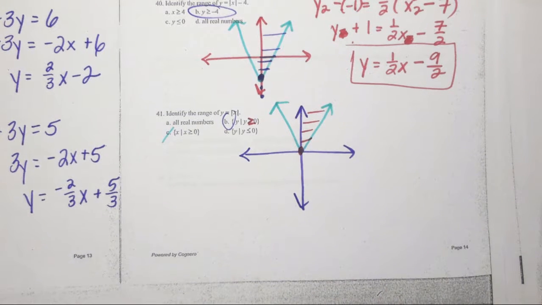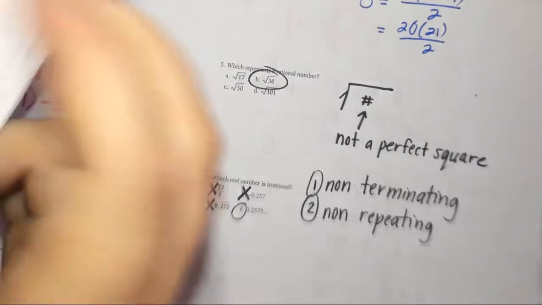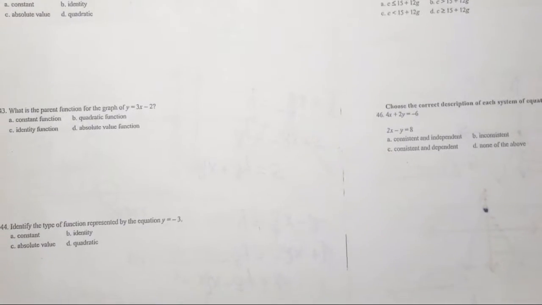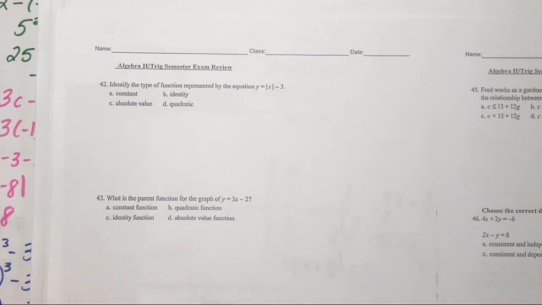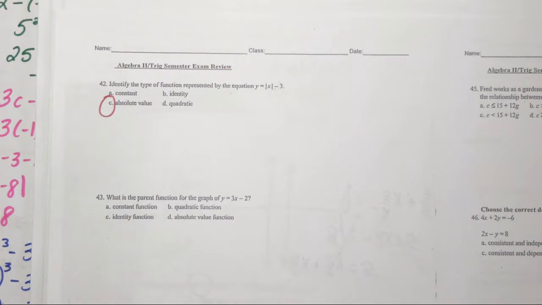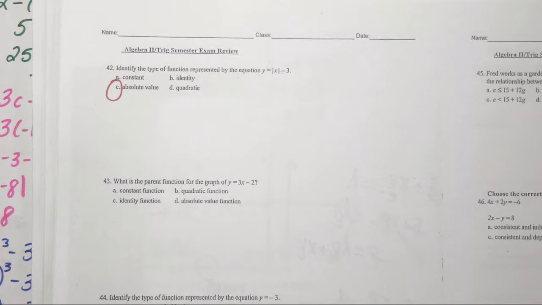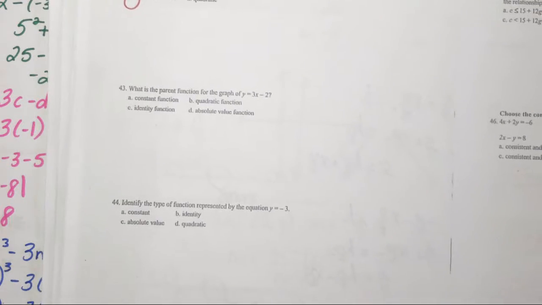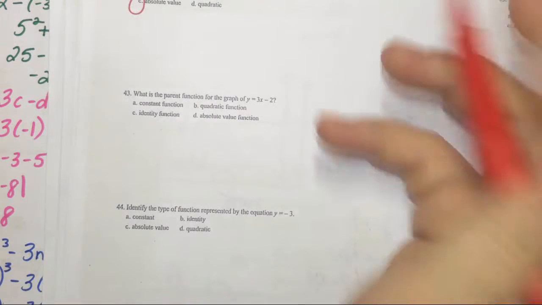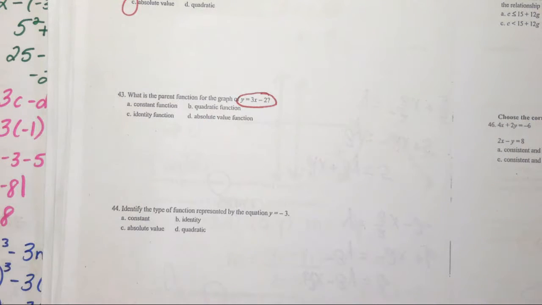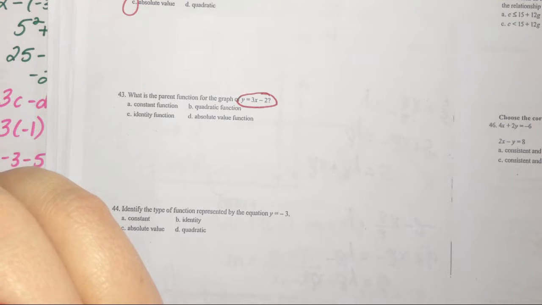Okay, let's go on to 42. It's really, really, really easy. And we're going to have a point. It's C, absolute value. I got a point for doing nothing. Yay! 43. Again, they give you this equation. They ask what the parent function is. Why?